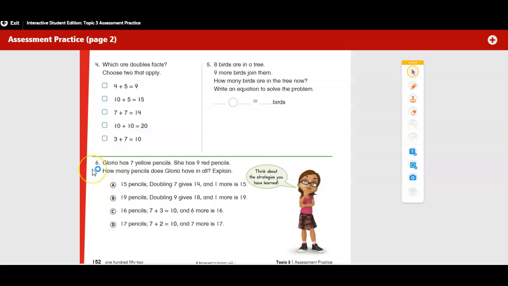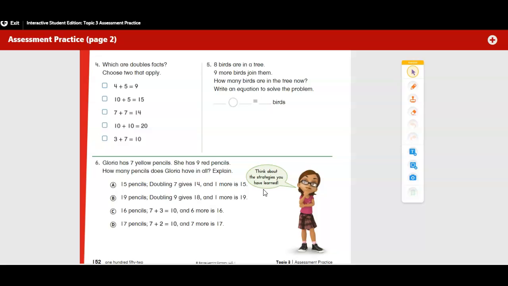Number 6 says Gloria has 7 yellow pencils. She has 9 red pencils. How many pencils does Gloria have in all? Our friend says, think about the strategies you have learned.